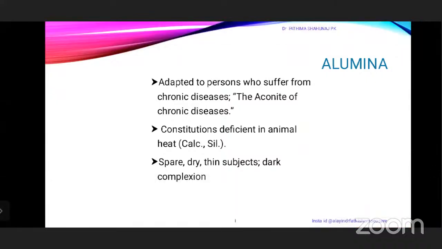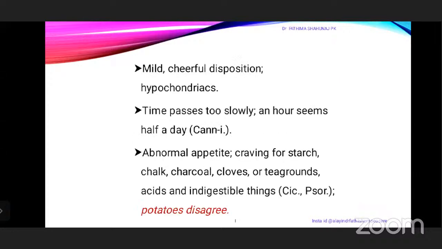Constitution is deficient in animal, as we have seen already: Calcarea, Silicea, and Sepia. Dry, thin subject and dark complexion. Mild, cheerful disposition and hypochondriacs. Time passes too slowly, hours seem half a day, which is compared with Cannabis indica. In Cannabis indica, time seems too long, a few seconds seem ages, and distance seems immense, a few rods seem miles.